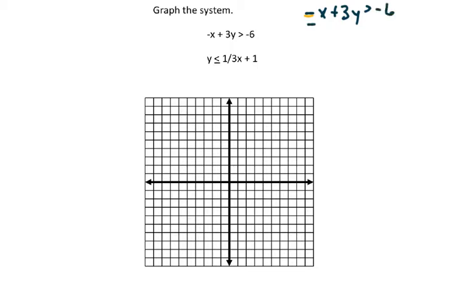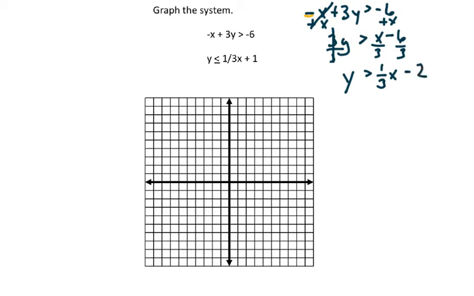First thing I want to do is add x to both sides. So that'll give me 3y, because these cancel, greater than x minus 6. Last step is divide by 3. Everything gets divided by 3 again. Those cancel and leave me my inequality, y greater than, and I'm going to go ahead and put that 1/3 x, so I can see my slope, minus 2. And that's the first equation I'm going to graph. So let's go down to negative 2. Put our first dot. From there, I want to go up 1, right 3.